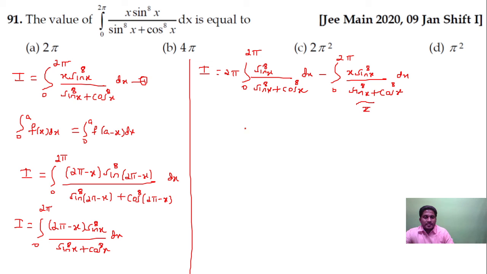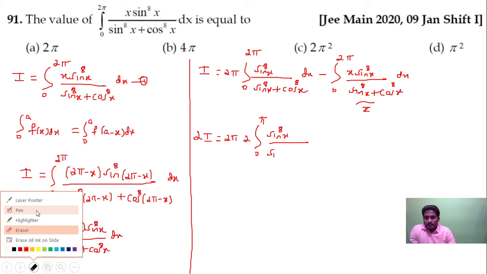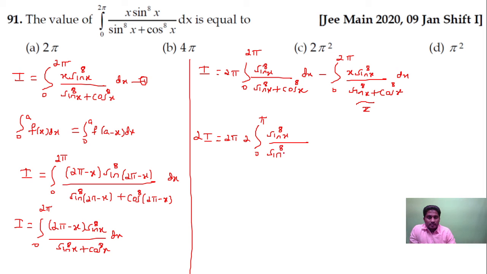You shift it to the left side, it will be 2I. 2I is equal to 2 pi. If you change x to upper limit minus x, you get the same thing, so this can be written as 2 times integral 0 to pi of sine to the power of 8 upon sine to the power of 8 plus cos to the power of 8. Now 2 and 2 cancel.